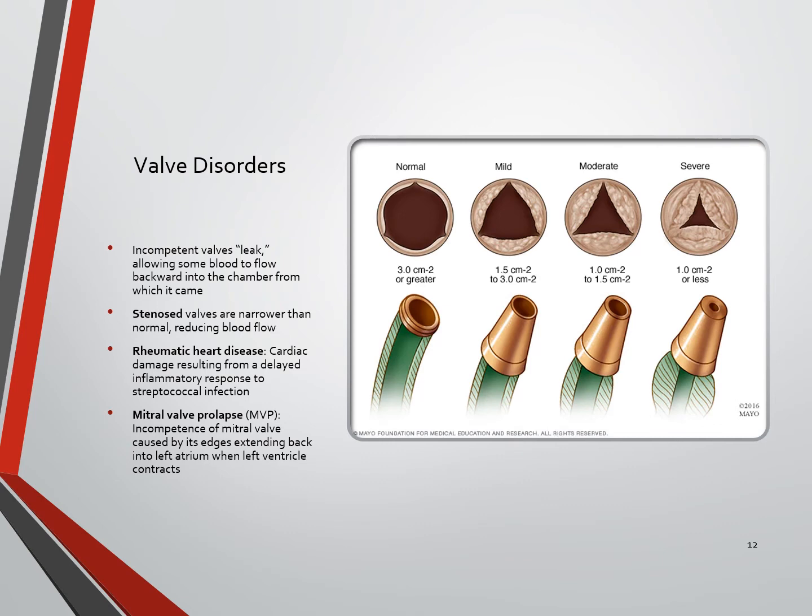So when we have an incompetent valve, this allows leakage to occur, and what can happen is some of that blood that's supposed to stay in the ventricle, let's say, is going to get pushed back up into the atria where it came from. It's also going to reduce normal flow if we have some sort of stenotic valve or hardened valve.